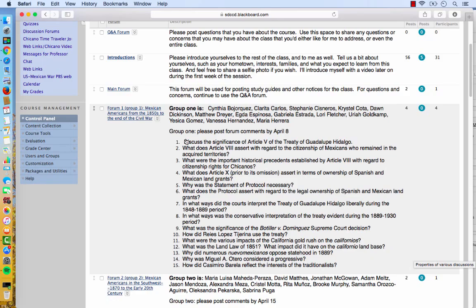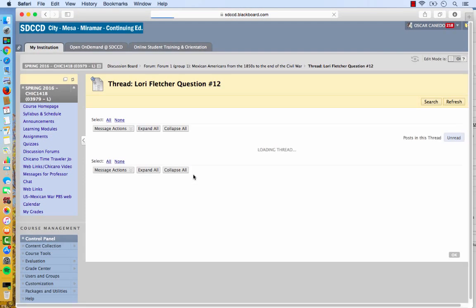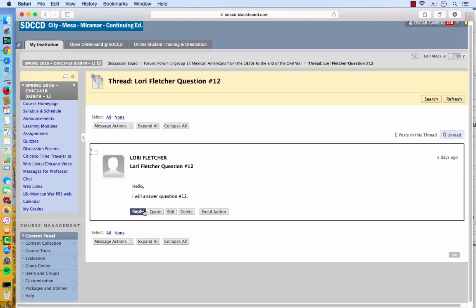Excellent. Okay, so Lori wants to cover question 12. So all Lori has to do is hit reply and talk about the Land Law of 1851. The Land Law was a very significant moment in how it broke the power base, the land base of the California landowners. It basically put the burden of proof on the landowners to prove that the land was theirs.